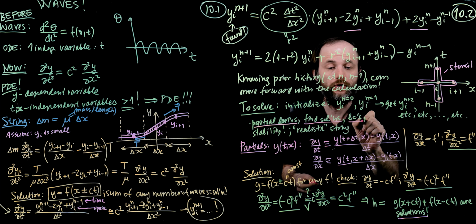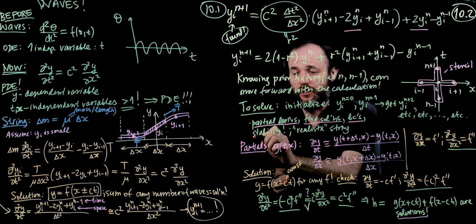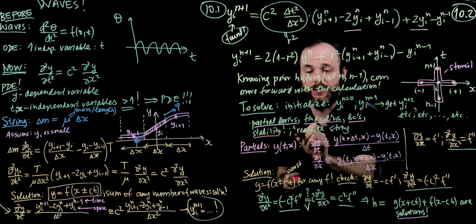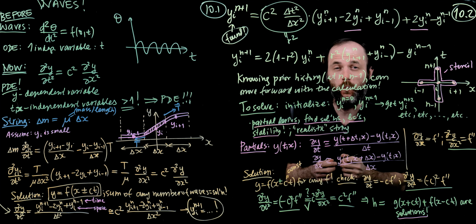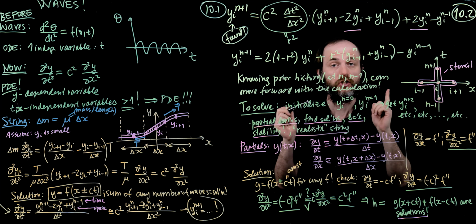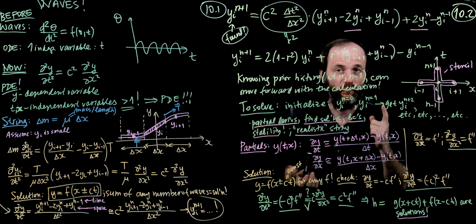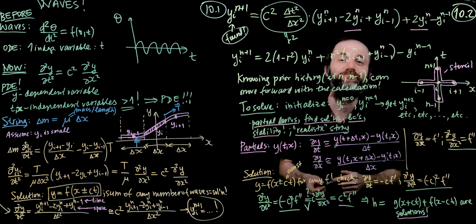The next one we're going to move over is the discussion of the boundary conditions, stability, and we're going to discuss what we mean by a realistic string. Stay tuned, that is all coming in the next part of this lecture, part 3 of lecture 10, and I'm going to see you there.